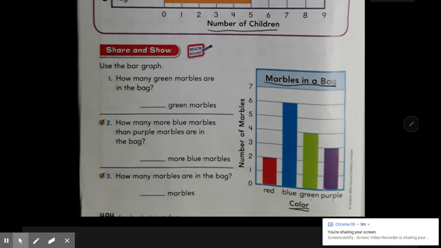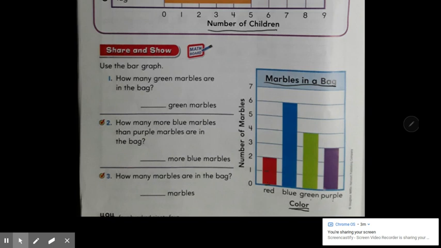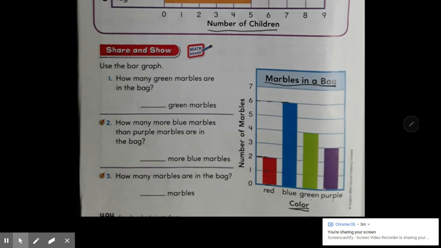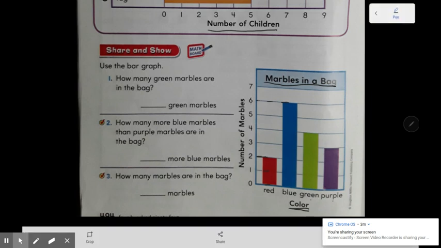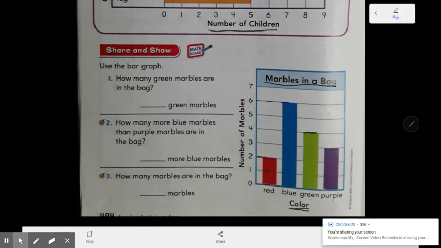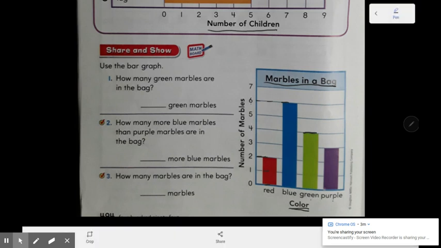So as you see right here on the red, we start on the line with 0 and then we go 1, 2. And if you follow the line, you can see that that's number 2. That means there's 2 red marbles. For the blue, we go all the way to the top where the bar ends right here, and we follow the line and we get to 6. On the green, we go all the way to where the bar ends, and we follow the line and it says there's 4. For purple, we follow the line and we know it's 3.